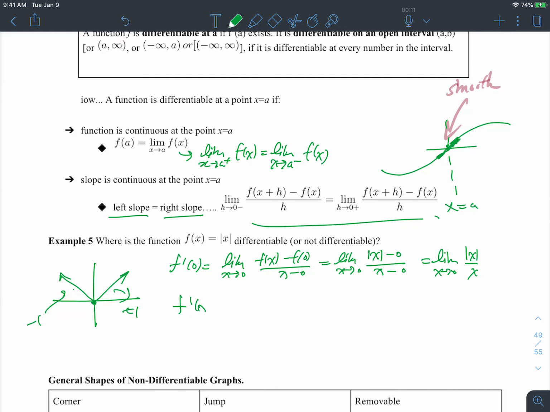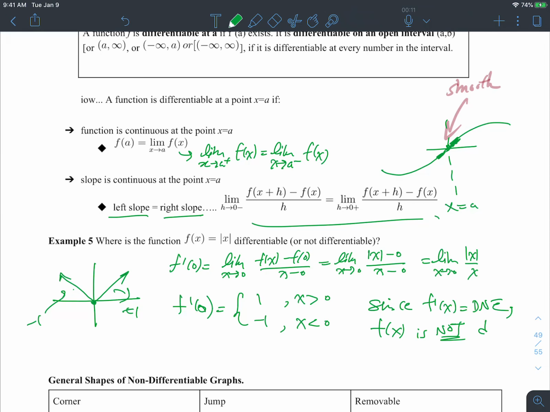f prime of 0 is 1 when x is greater than 0. It's -1 when x is less than 0. So the left and the right are not the same, right? Because of that, we could say that since f prime of 0 is DNE, does not exist, because the left and the right are different, we could say that f of x is not differentiable at x equal to 0.